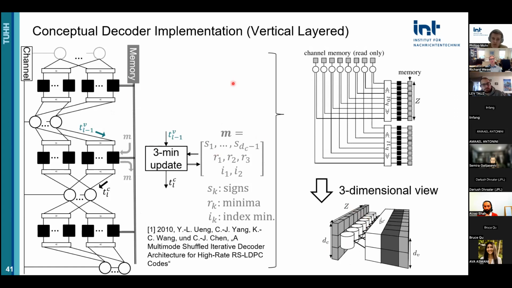And yeah, similarly, it can be done for the vertical schedule. So here we have also partial node updates at the check nodes instead of variable nodes. And we expect here the three minimum update as in reference 1. And we can come up with a similar model to make estimates about the complexity.